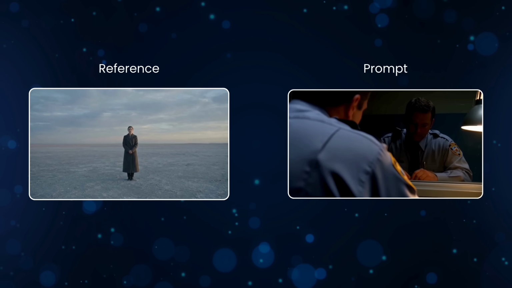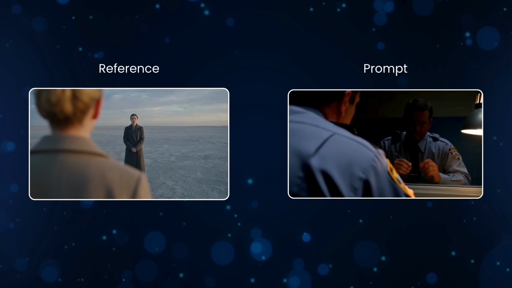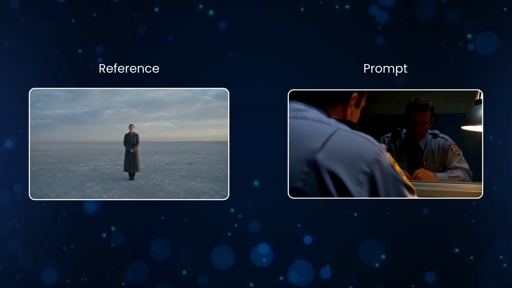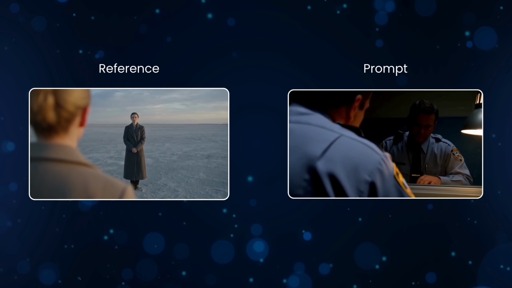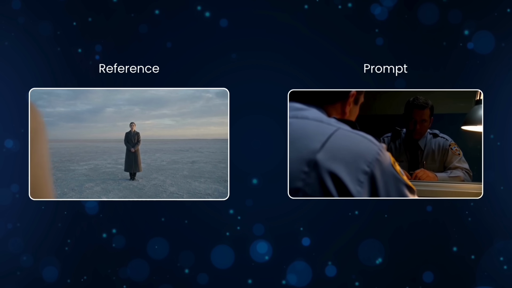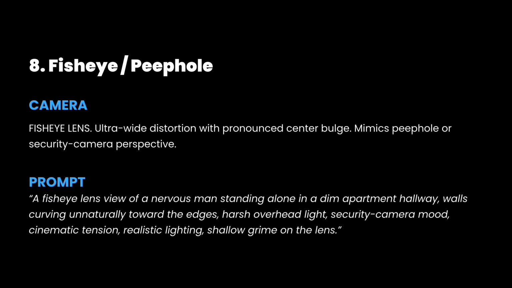This angle looks past a foreground figure to create intimacy and perspective, placing the viewer inside the scene. It works well for dialogue or confrontation, maintaining spatial clarity while highlighting reactions, ideal for tense conversations, interrogations, or reveals in controlled settings. Number 8.